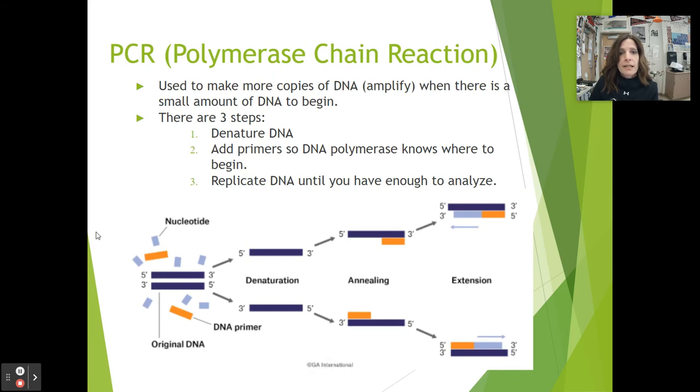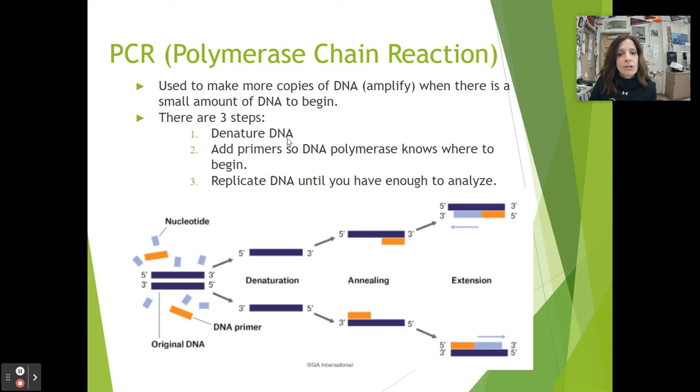So the next thing you are going to learn about is what's called PCR. And we actually have a PCR machine in the classroom, and it stands for polymerase chain reaction. And it's just a fancy DNA copier. So if you have a really small sample of DNA, you would put it in this PCR machine and it would amplify or make lots and lots of copies of the DNA that you need. And there's 3 main steps.